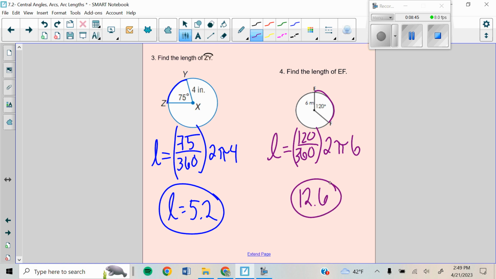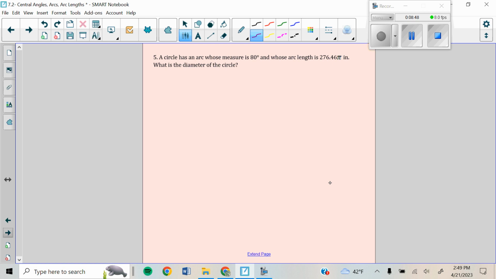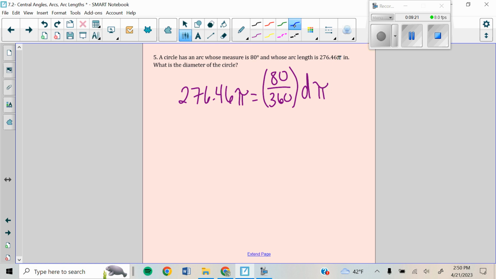All right, so now for our two word problems. It says we have a circle who has an arc with a measure of 80 degrees. Okay, so we have our angle measure, whose arc length is 276.46 pi. This time we are given L. That's what L is. What's the diameter of the circle? So we have to solve for d. So 276.46 pi equals my angle over, now instead of 2 pi r, I'm going to write d pi because we're looking for our diameter. So the first thing I notice is I have a pi on each side of the equal sign, so I'm going to cancel it. That doesn't always happen. You're just going to want to pay attention when you are looking at your length.